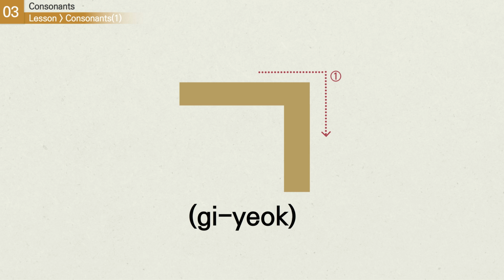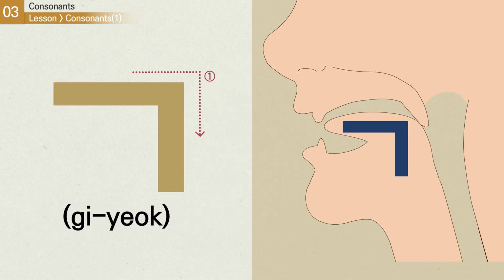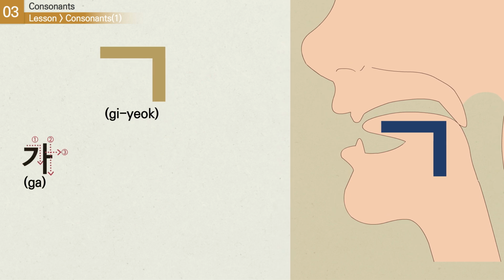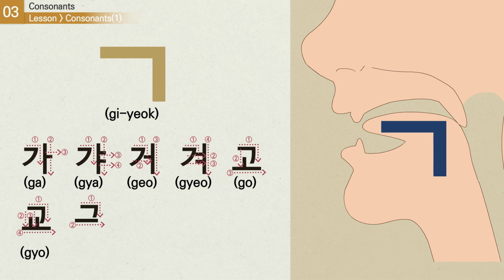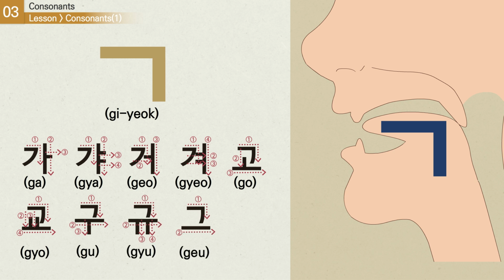First up is kiok. When you pronounce kiok, your tongue will make a shape that looks like the character kiok. Listen carefully. 가, 캬, 거, 겨, 고, 교, 구, 규, 그, 기.